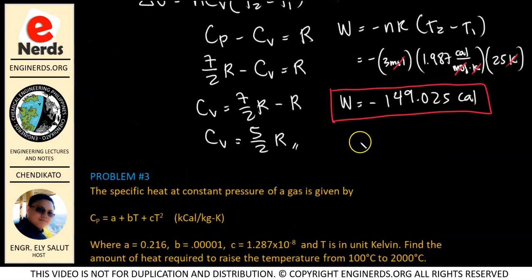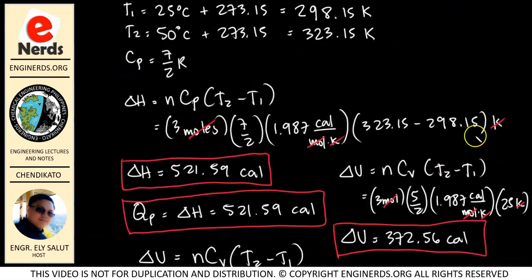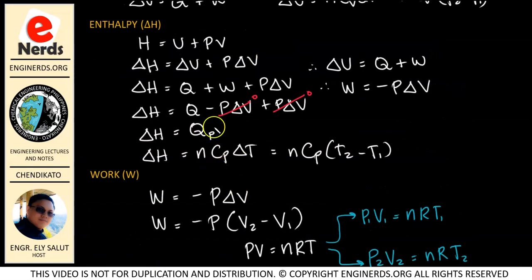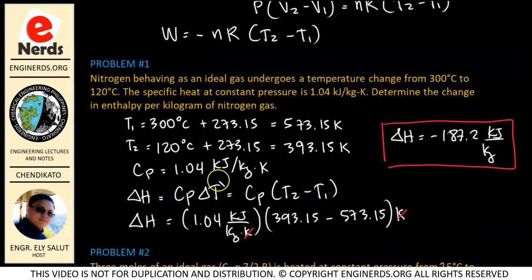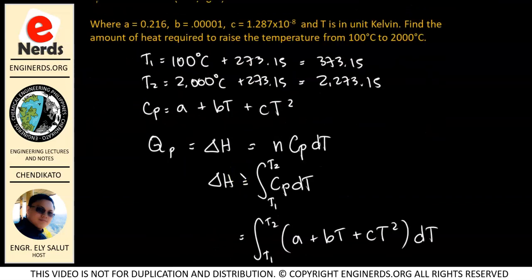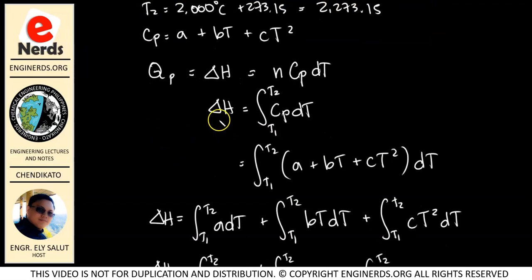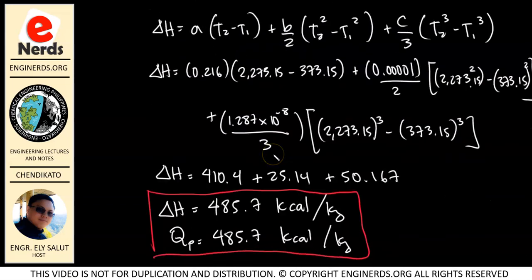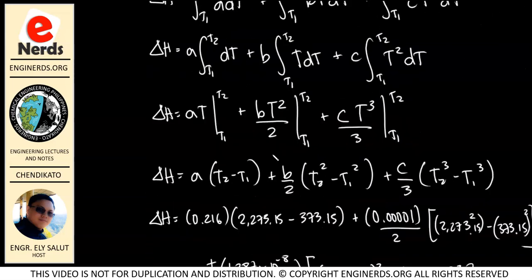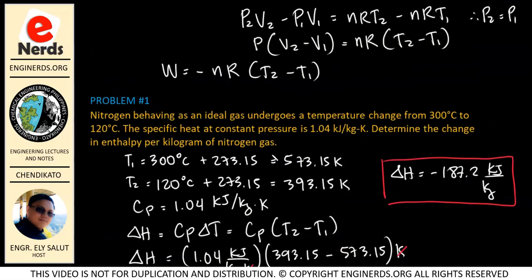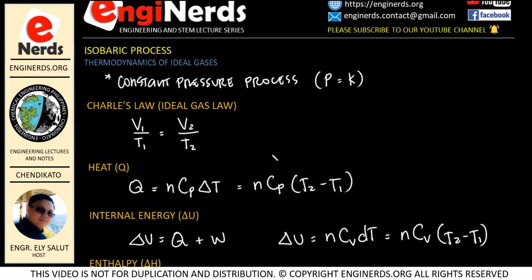Okay, so far, as you have seen in this video and in our lectures, we are using constant CP. Okay, but there are cases like this problem in which our CP is not constant but rather determined by this equation. So we will be solving for our heat and our delta H by integration. Okay, so this will be really interesting, and I hope that this video would help you in your study about the thermodynamics of ideal gases in isobaric process.